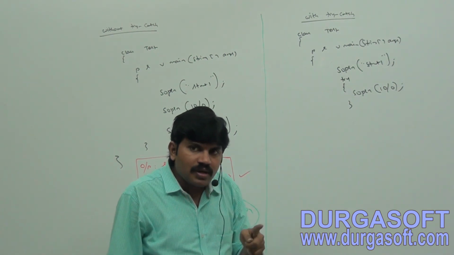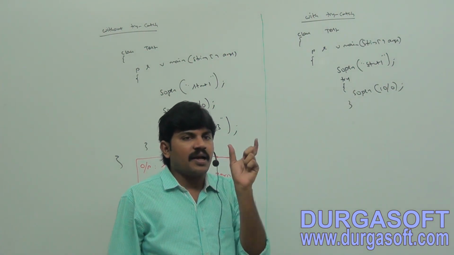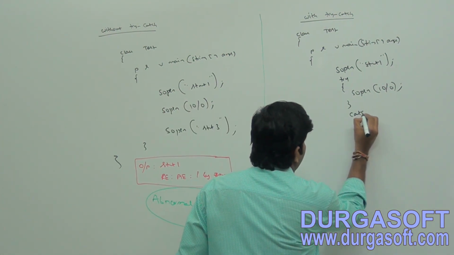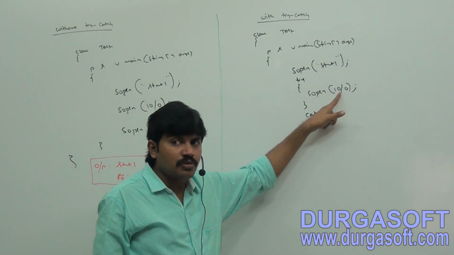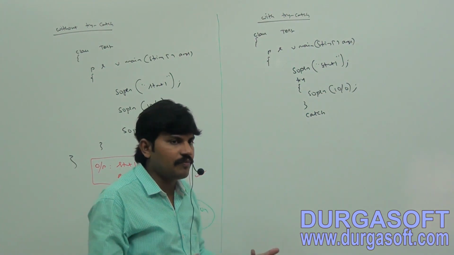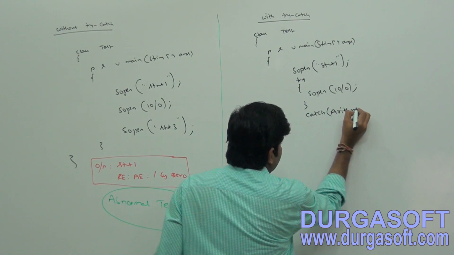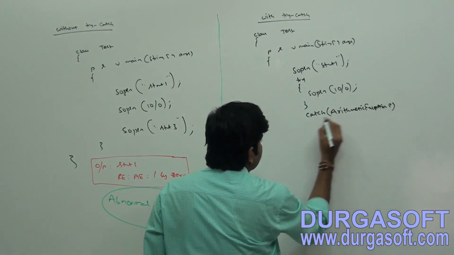Next, the corresponding handling code. Boss, if an exception rises, the handling code we have to take is inside the catch block. Catch. So can you tell which type of exception may be a chance to rise? Arithmetic exception, because we are performing arithmetic operations. Catch ArithmeticException e.